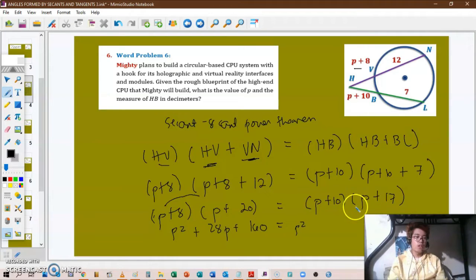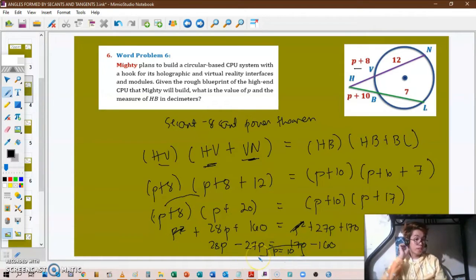Okay, so 10p plus 17p, that's going to be 27p. And then 10 times 17, so it's going to be 170. So solving for the value of p, we have here p squared and p squared will cancel out. And this will give us 28p minus 27p is going to be equal to 170 minus 160. And therefore, p is equal to 10.